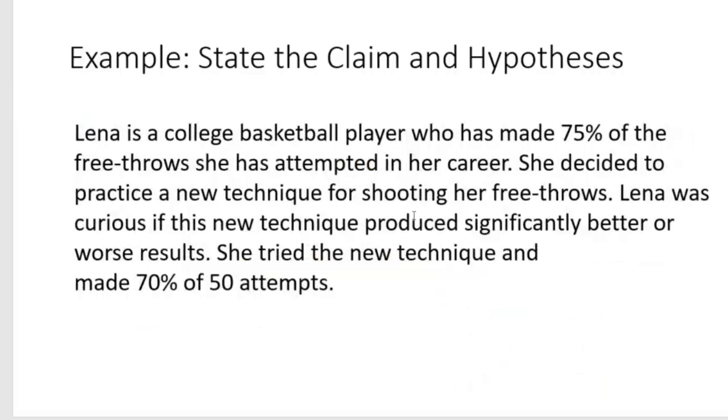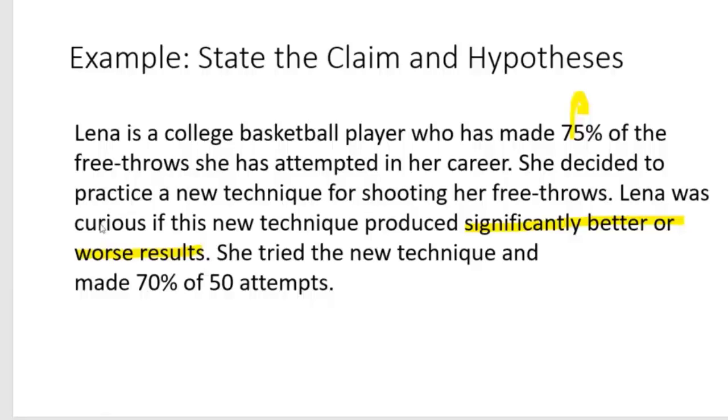So one more time for this. Lena is a college basketball player who's made 75% of the free throws she's attempted in her career. She decides to practice a new technique for shooting her free throws. Lena was curious if this new technique produced significantly better or worse. Well, significantly better or worse, one more time, we happen to have one that is just different. She tried the new technique and made 70% of 50 attempts. But what we know is that in the past, she made 75%. And that's a proportion. What is the claim here?